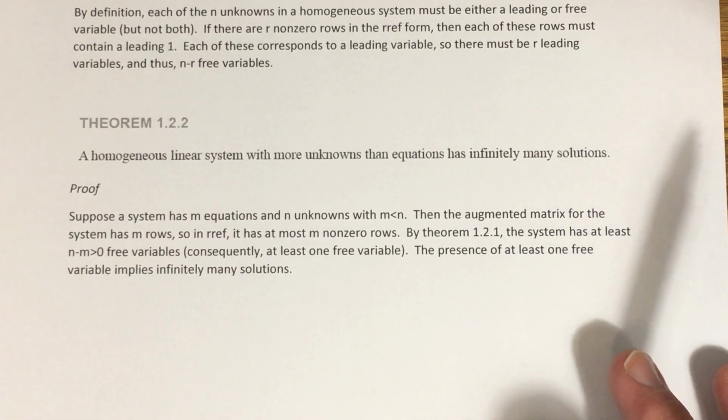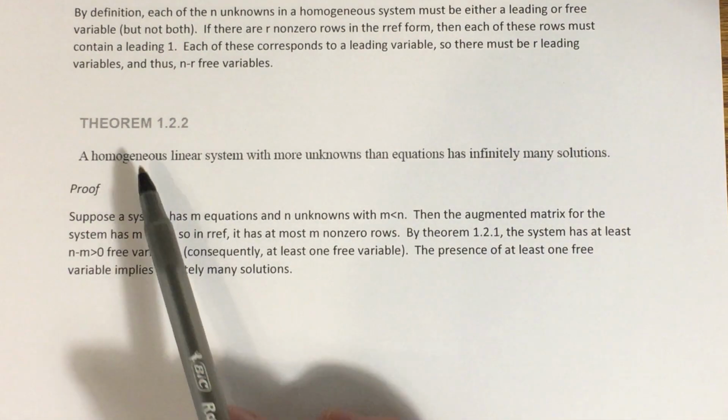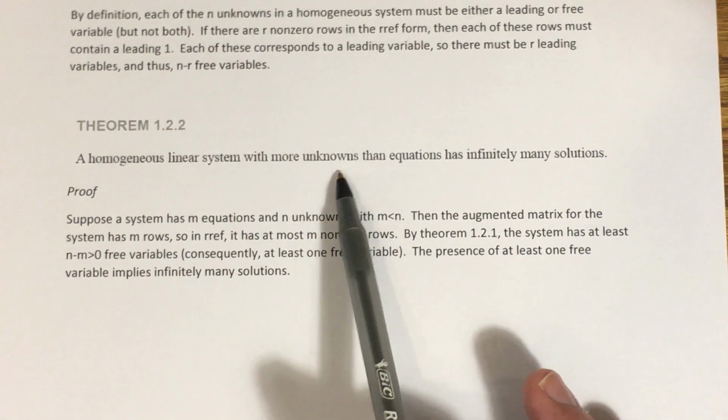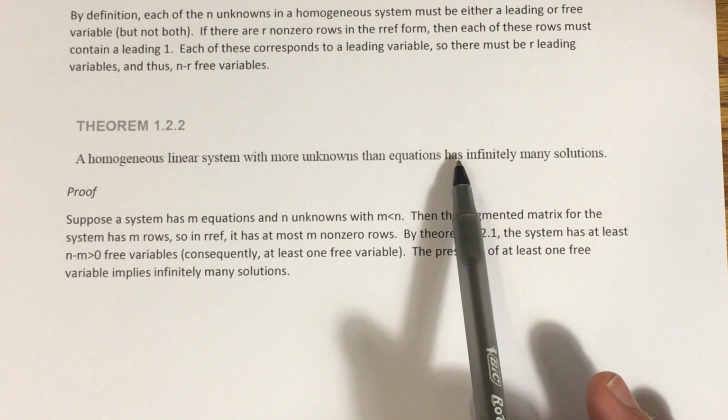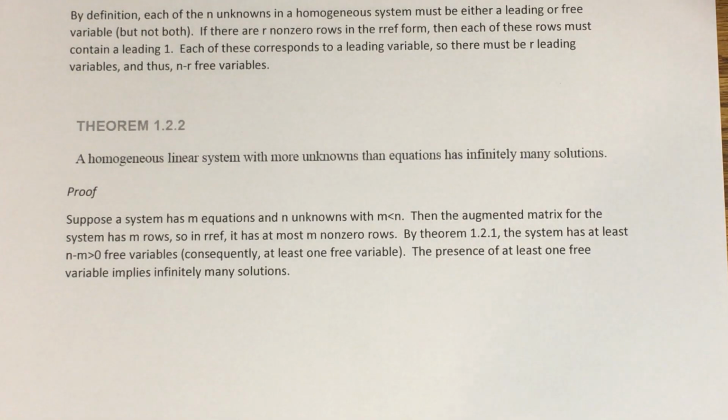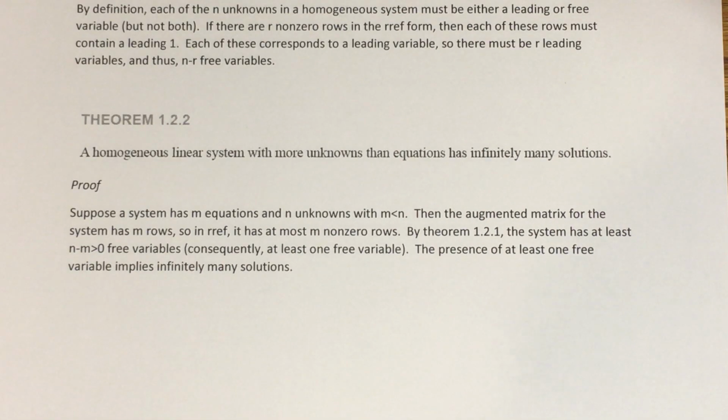One more theorem to talk about here. It says a homogeneous linear system with more unknowns than equations has infinitely many solutions. Okay, so we've actually talked through enough reasoning to understand this. If you remember, we talked about in example 3 that when you have a homogeneous linear system, you can never have no solutions. It's always either one solution exactly, which would be the trivial solution, or infinitely many.